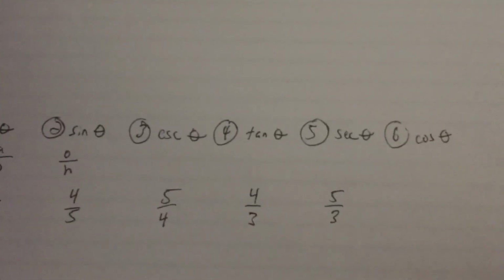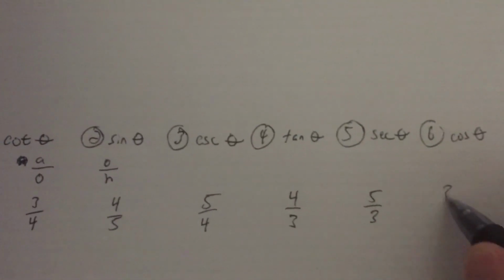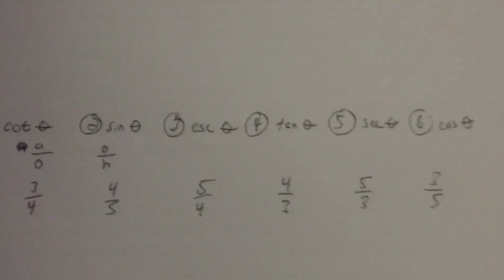And finally, that leaves us with cosine, which is the reciprocal of secant. We were just talking about it. Flip that over, 3 over 5, and you have your answers.